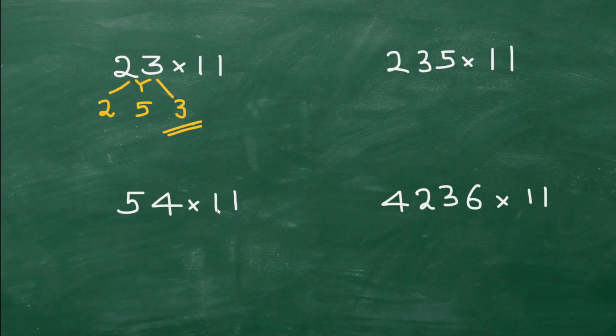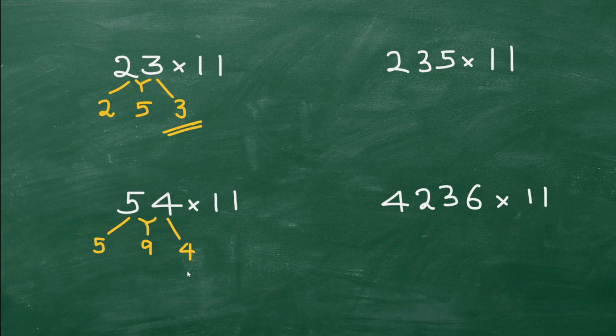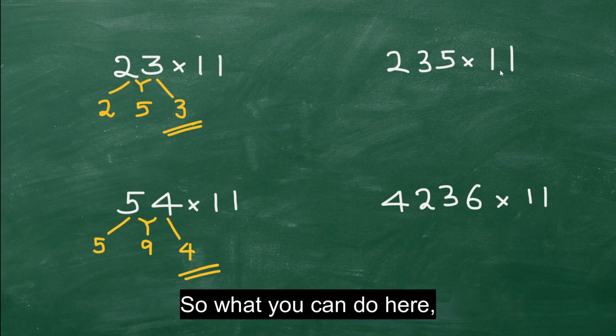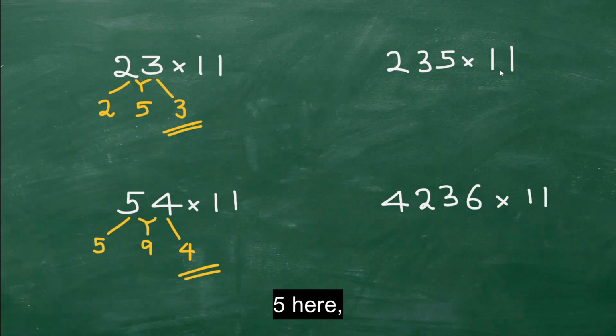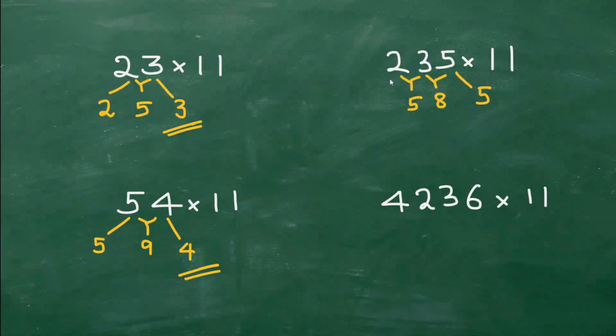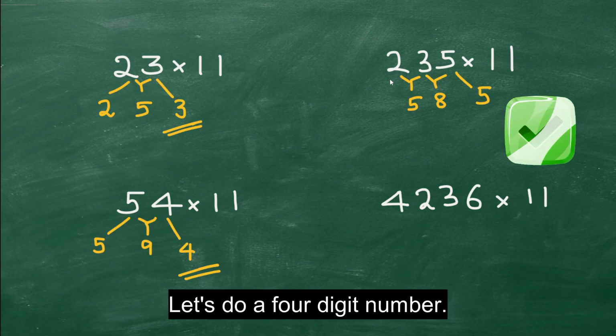54 times 11. So what do we do? 5 here, 4 here, 5 add 4 is 9. 594 is the answer. Let's go to a 3-digit number, 235 times 11. So what you can do here, 5 here, 5 add 3, 8 here, 2 add 3, 5 here, and this 2 at the end. 2585 is the answer.